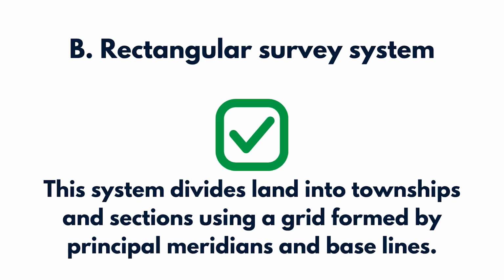Rectangular survey system. This system, also known as the government survey system, divides land into townships and sections using a grid formed by principal meridians and baselines. Now let's review a question about subdivisions.